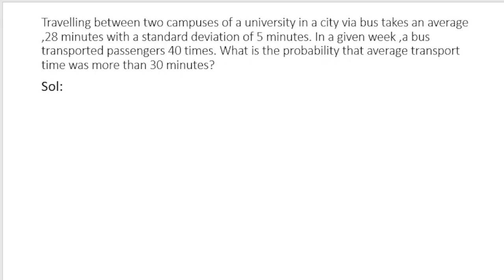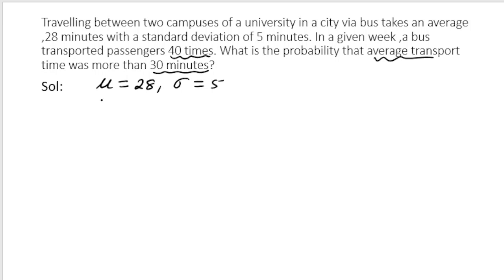Traveling between 2 campuses of a university in a city via bus takes an average 28 minutes with a standard deviation of 5 minutes. So it is given already that mean mu is 28 and standard deviation sigma is 5. In a given week, a bus transported passengers 40 times, right? What is the average transport time? What is the probability that average transport time was more than 30 minutes?